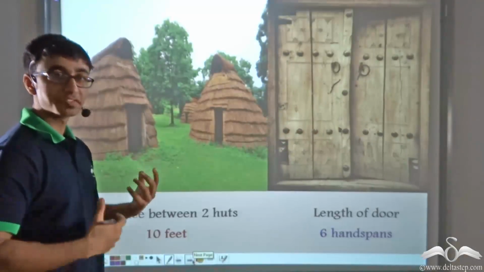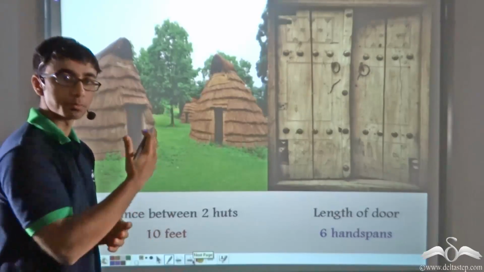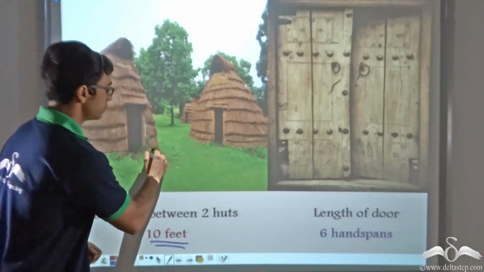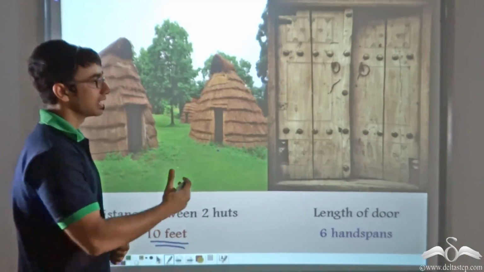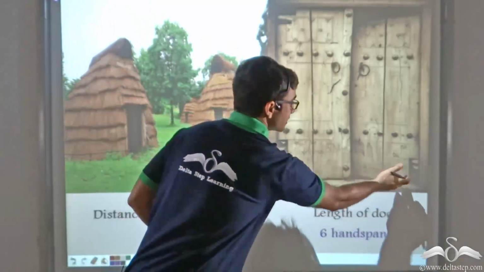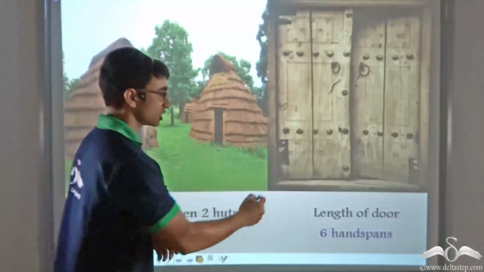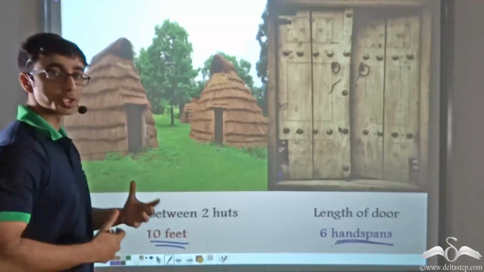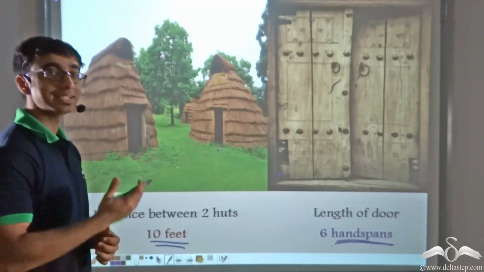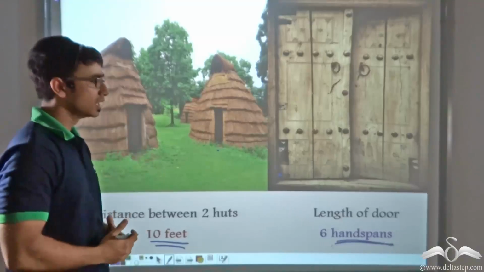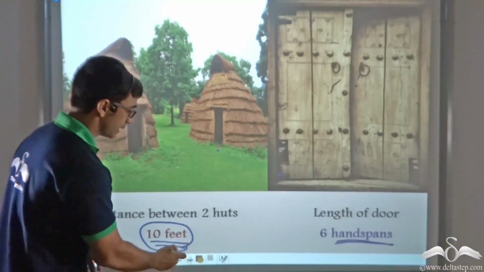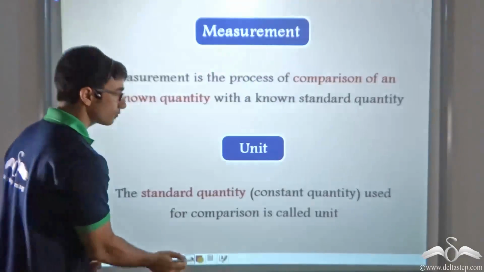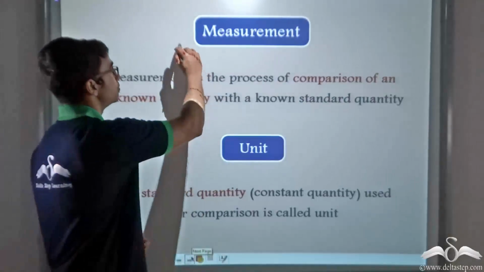So, as you see, different units were used by using different body parts. In this case, to measure the distance in between two huts, we found that feet were used. In order to, let's say, measure the distance in between the two edges of a door, handspans were used. So, in this manner, different units were used. We also saw that in ancient Egypt, a cubit was used. So, what exactly are we doing when we express the distance or the length in terms of feet or handspans? We are basically carrying out measurement.